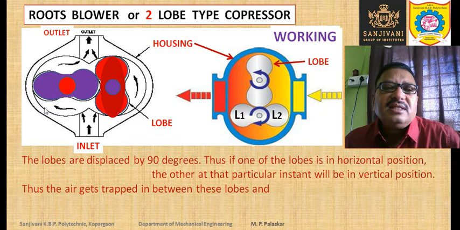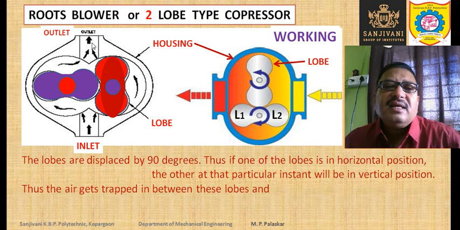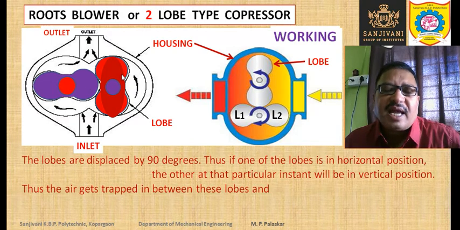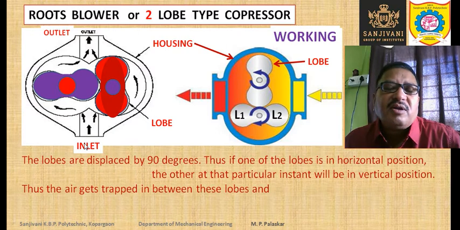So actually this space between the lobes and the casing, that space moves in this direction, and as this space moves, the air gets compressed. The volume is slightly reduced, and due to that there is the compression of the air, and moreover the air is blown from inlet to the outlet. So because this is a blower and the pressure ratio is small, the discharge pressure is small, and the air is blown from the inlet to the outlet because this is a blower.